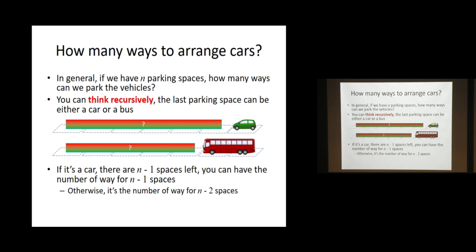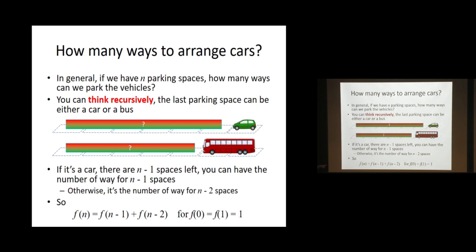If it's a car, then there are n minus 1 parking spaces left, and you have the number of ways for n minus 1. And the same thing for n minus 2. So this is the answer. F is a function that tells you how many ways you can park the vehicles, given that there are n parking lots. And what is the answer when there are no parking lots? There's only one way. The one way is what? You don't park anything. When there is 1 parking lot, 1 car, that's all. You cannot park a bus, right?